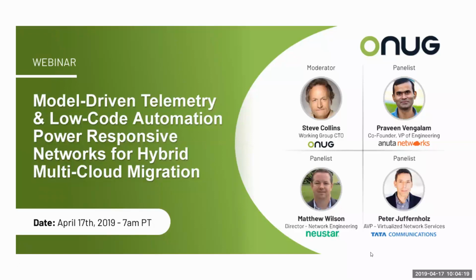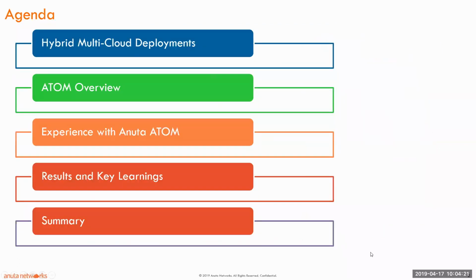Let's move on to the next slide. And so the agenda here is we're going to talk about hybrid multi-cloud deployments. And the good news is we have a couple of Anuta Networks customers online that are going to talk about their experience in this area. We're going to learn a little bit about what Anuta Networks does, what their solution is all about, and what the operational experience the two customers have had with the product.